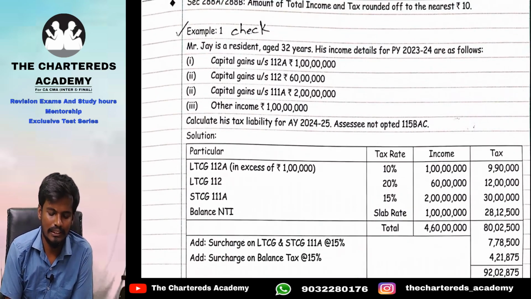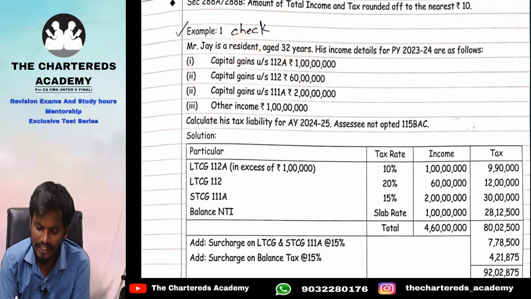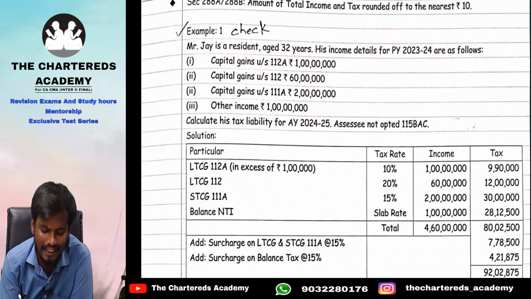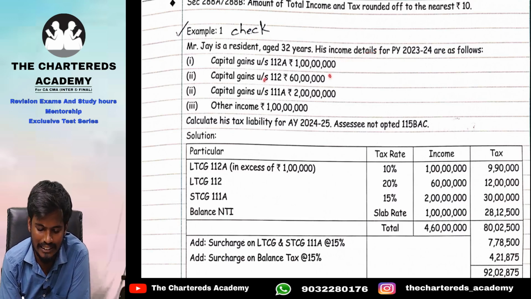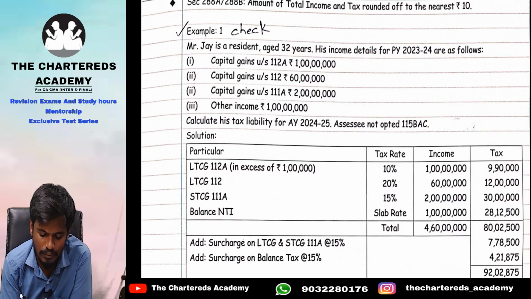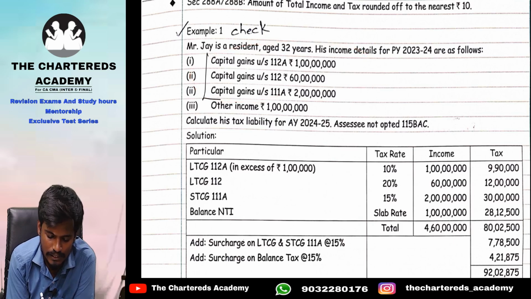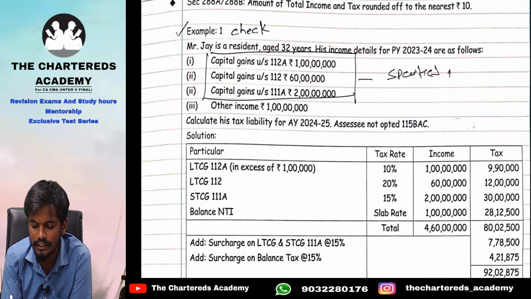Mr. J is a resident, aged 35 years. His income details for the previous year 2023-24 are as follows. Capital gain under section 111A is 100 lakhs, capital gain under section 112 is 60 lakhs, capital gain under 112A is 2 lakhs, and other income. These three are treated as specified income.